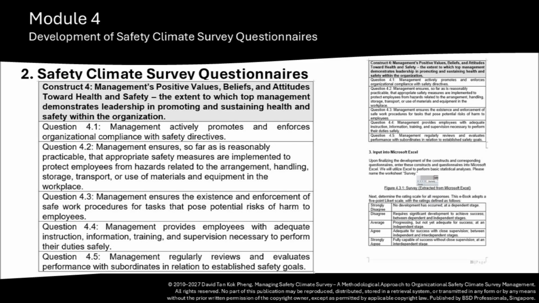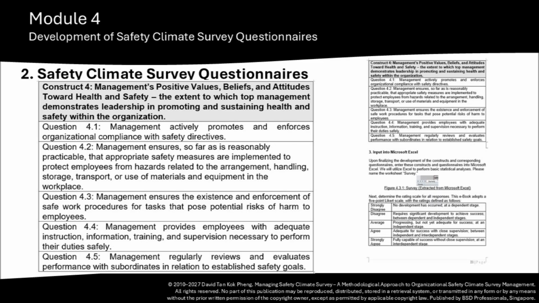Question 4.1 examines whether management actively promotes and enforces compliance with safety directives. This reflects management's commitment to ensuring that safety requirements are consistently followed. Question 4.2 assesses whether management takes reasonable and practical measures to protect employees from hazards associated with the handling, storage, transportation, and use of materials and equipment in the workplace.